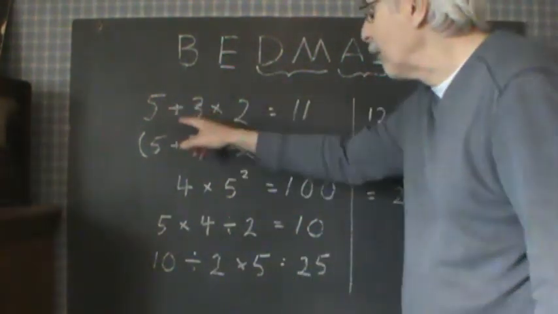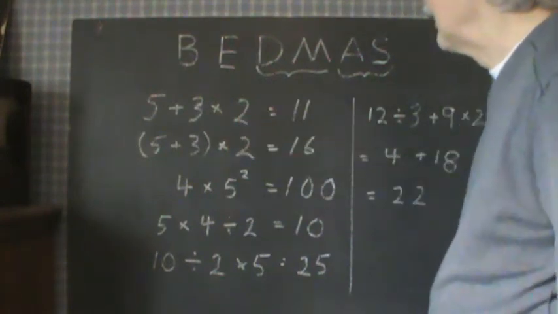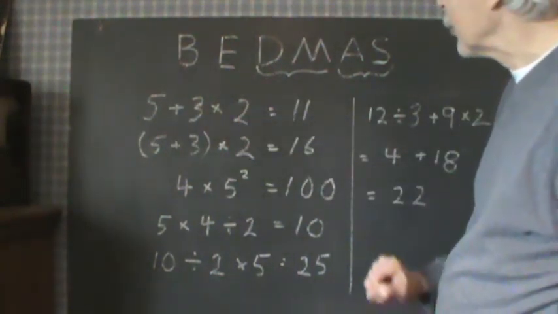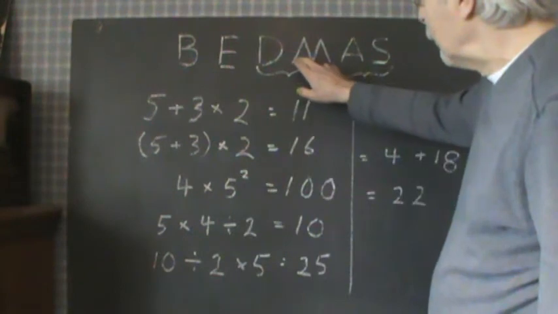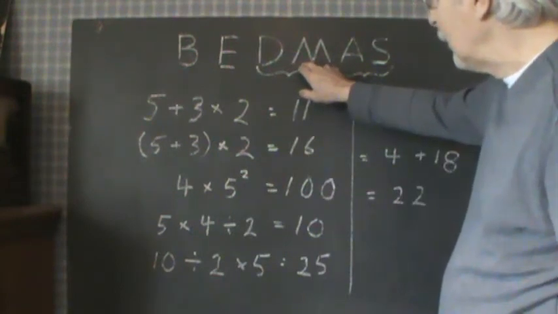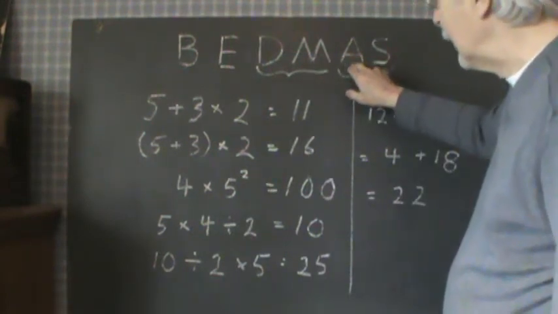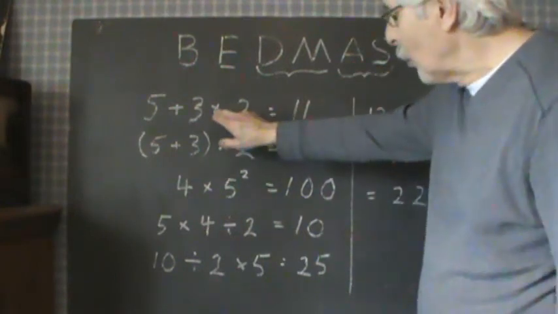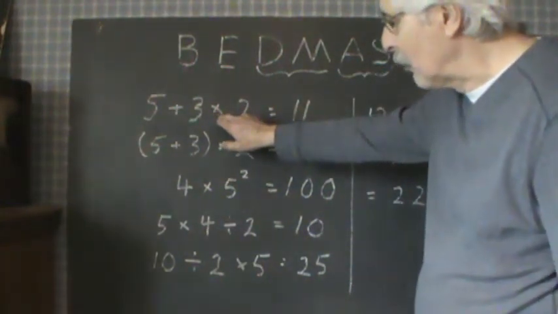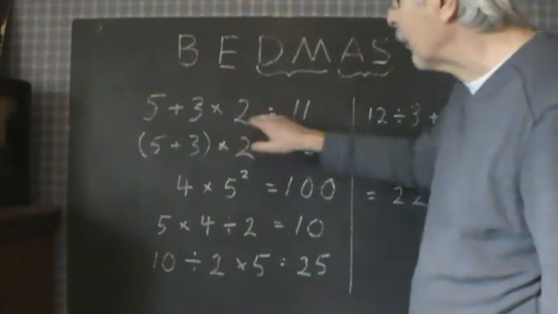Here we've got 5 plus 3 times 2. Now, according to the rules of operation, the multiplication should be done before the addition. So 3 times 2 is 6, then we add the 5 and the 6 together and we get 11.